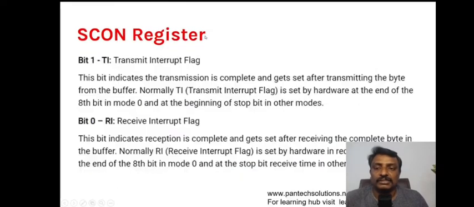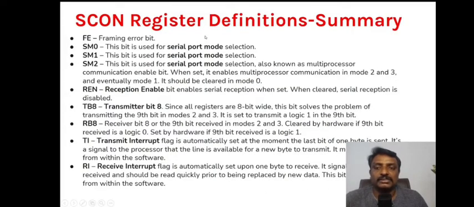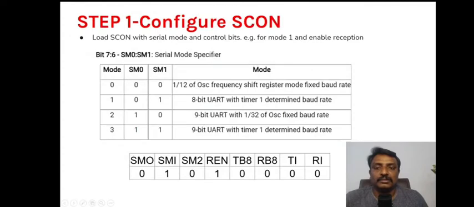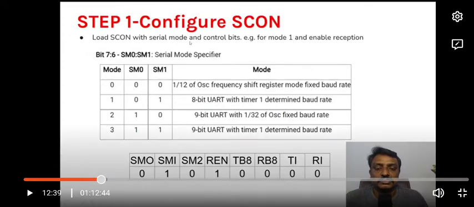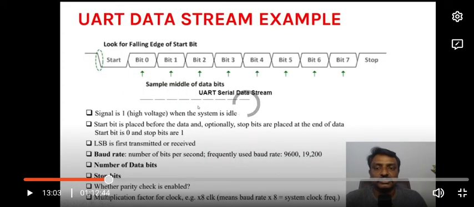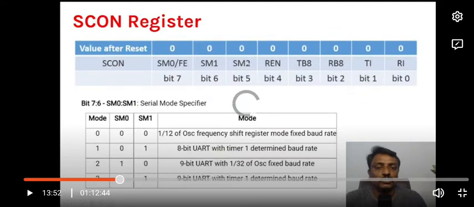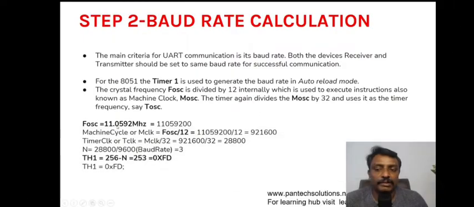So that is the SCON register. The crystal frequency is 11.0592 megahertz. Multiply this by 10 to the power 6 to get the value in hertz: 1 crore 10 lakh 59,200.